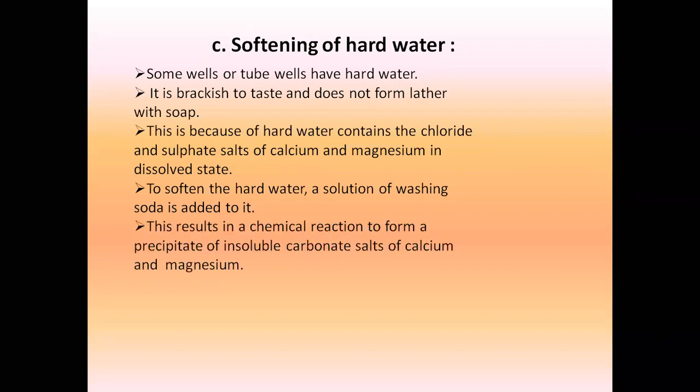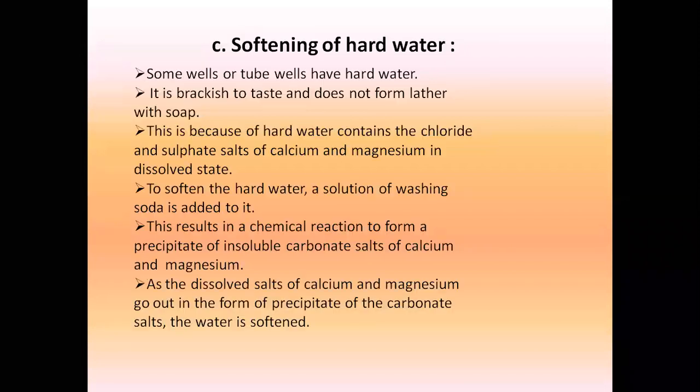So this results in a chemical reaction to form a precipitate of insoluble carbonate salts of calcium and magnesium. Let's see how this reaction takes place. As the dissolved salts of calcium and magnesium go out in the form of a precipitate of the carbonate salts, the water is softened. Now, you might not be able to understand these statements. Let's try to understand with the help of a word equation first.